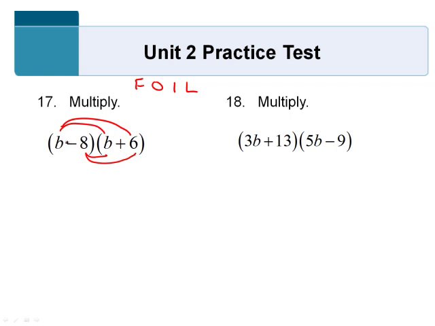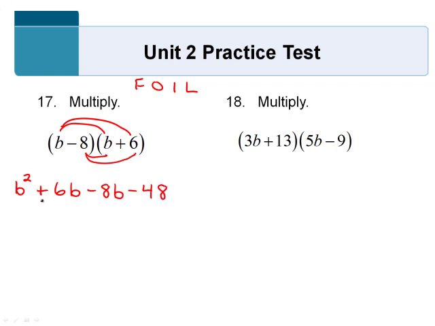So b times b, that's the first. It's going to be b squared. The outer term, b times 6, is going to be positive 6b. The inner term, negative 8 times b, is negative 8b. And the last term, negative 8 times 6, is negative 48.